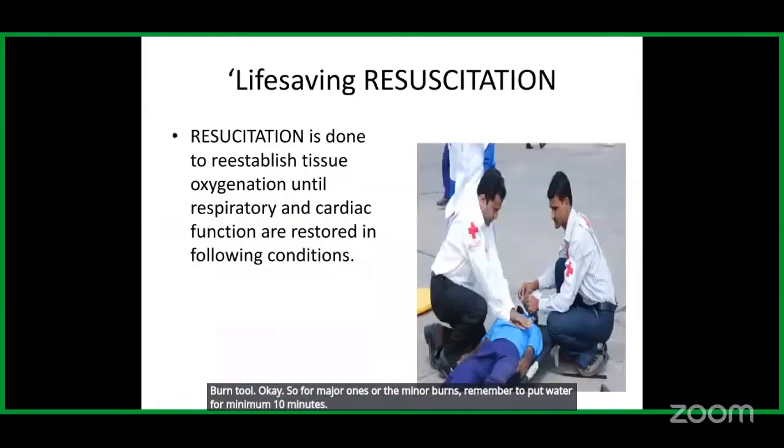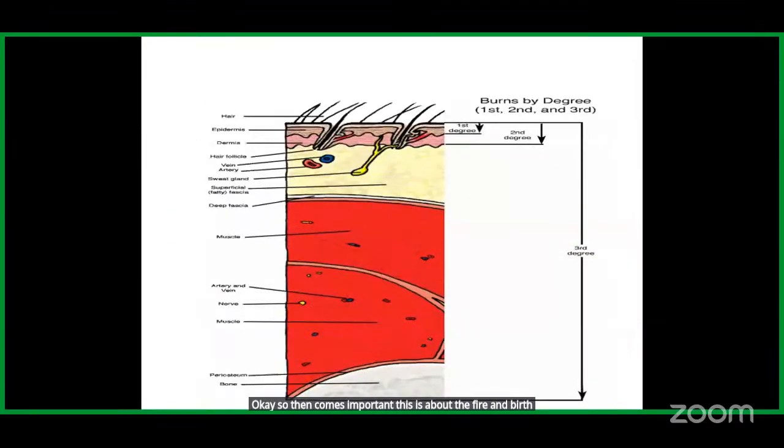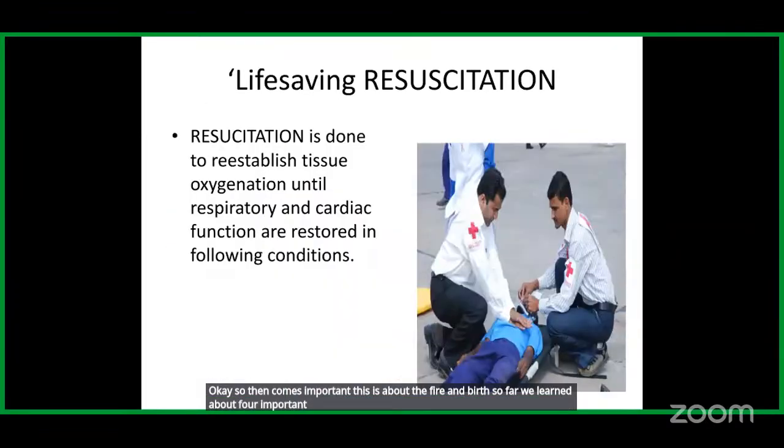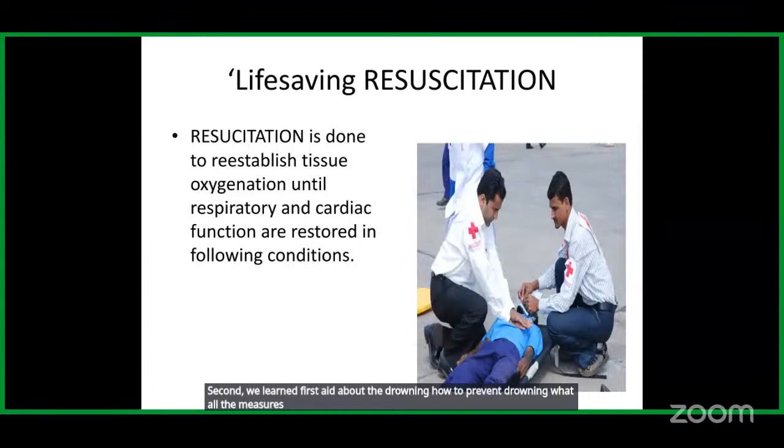Okay, so then comes important. This is about the fire and burn. So far, we learned about 4 important incidents. One is about the injury management, fracture and bleeding. Second, we learned first aid about the drowning, how to prevent drowning, what all the measures can be taken, how to drain water. And the third thing we learned is fire. So how to use a fire extinguisher and what should be done in case of a fire.